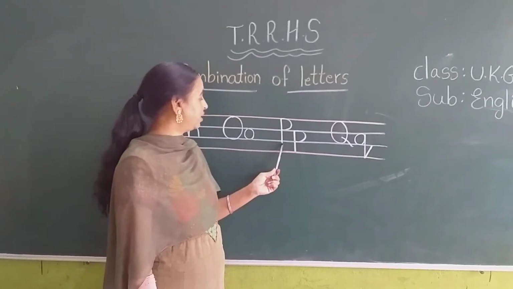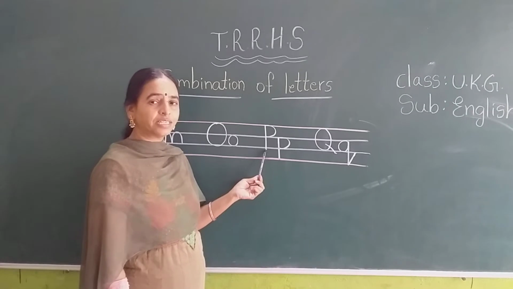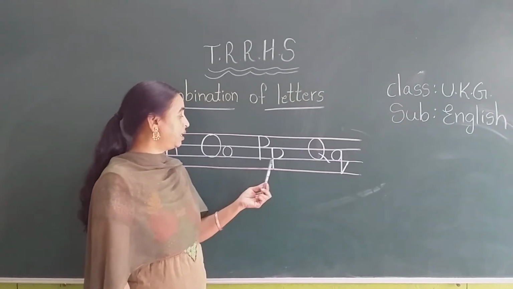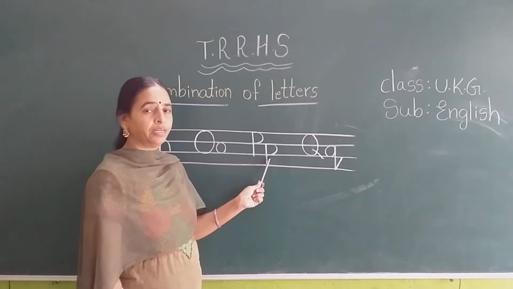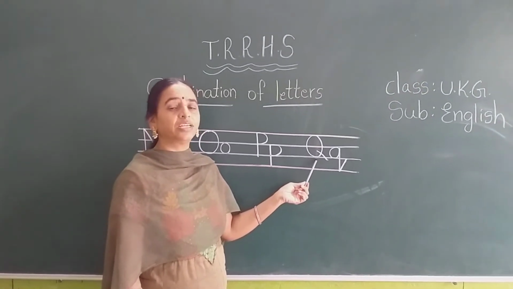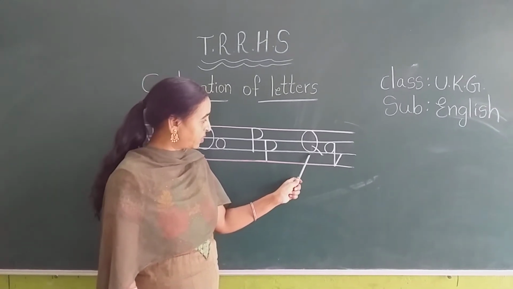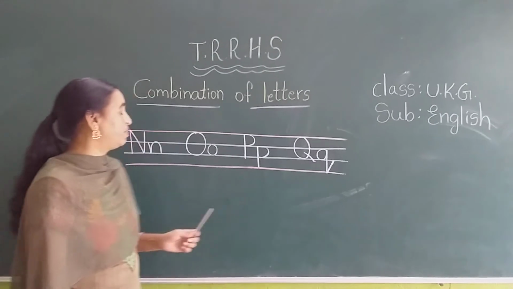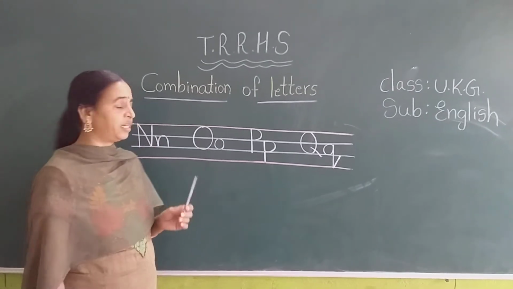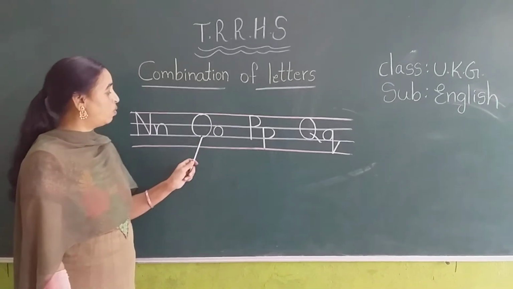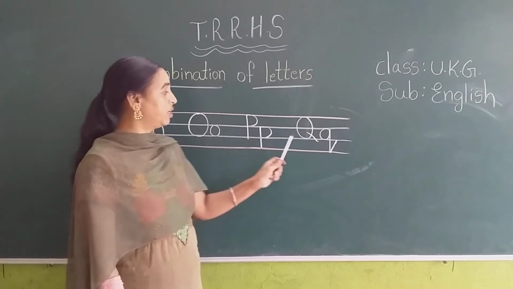Now look at this one. Which letter is this? P. Capital P, small p. Now next, which letter is this? Q. Capital Q, small q. Okay. In previous class, we have completed A to M letters. Now today, N, O, P, Q.